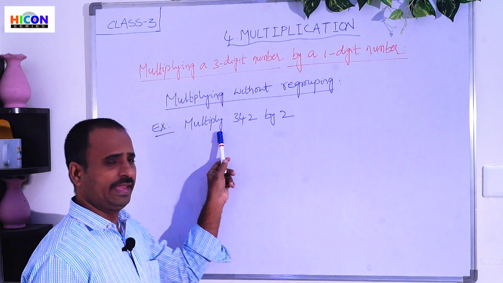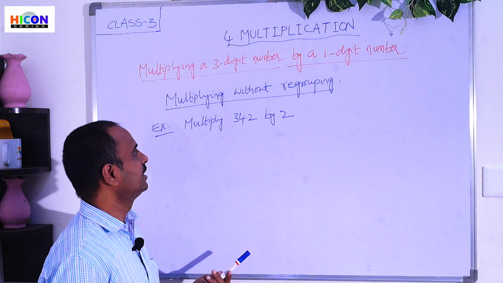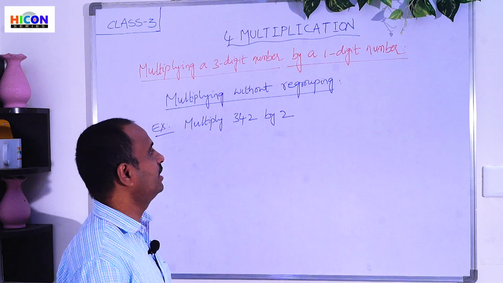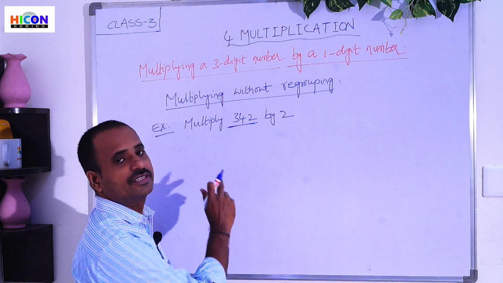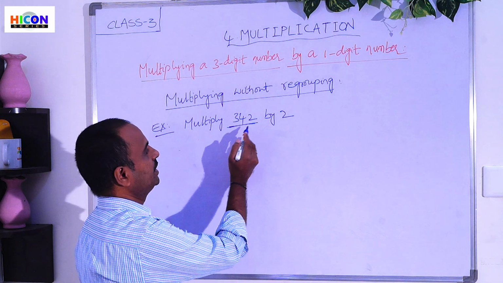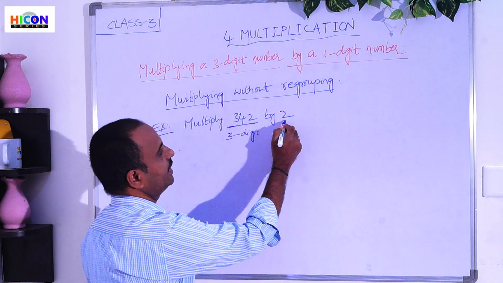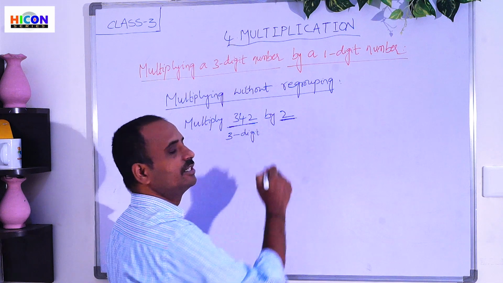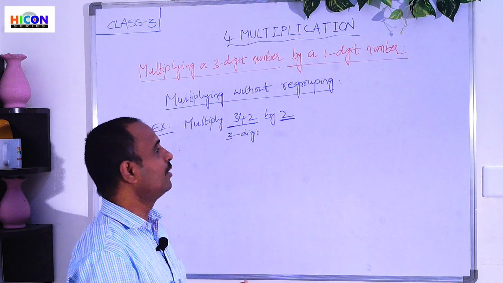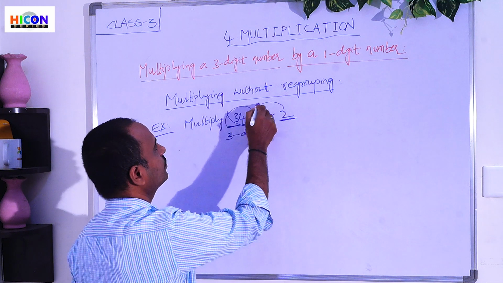Multiply 342 by 2. Children, here 342 is a 3-digit number. How many digits are there? 1, 2, 3. So this is a 3-digit number. And here 2 is a 1-digit number, that is, a single-digit number. Now we have to multiply this 342 with 2.